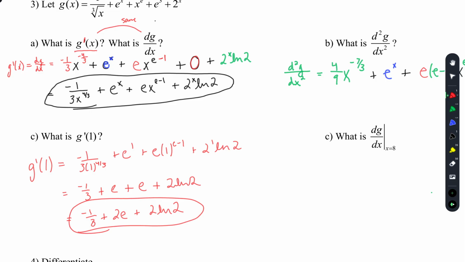Why is it just plain e when you do that? This one? Or this one? That one. Because if you take 1 to any power, it's always 1. Like 1 to the 56 is 1, 1 to the negative 2 is 1. Any power, 1 to any power is always 1. And then I did 1 times e. So I just got e. No, please ask that stuff.